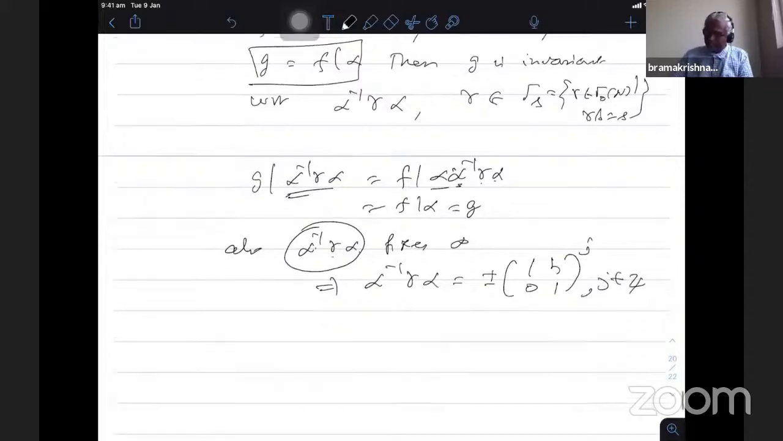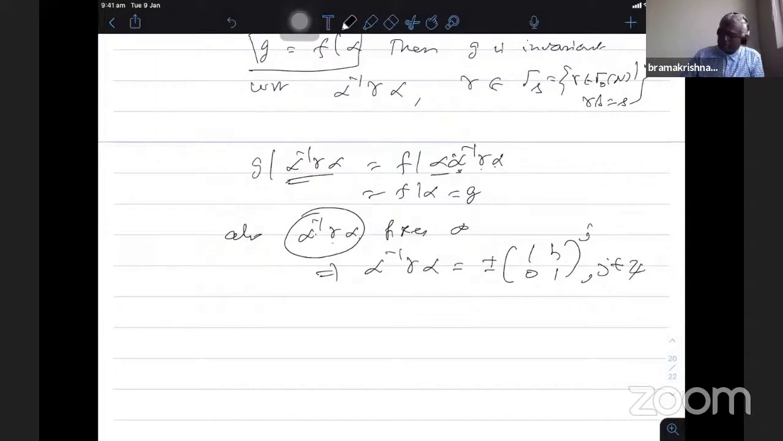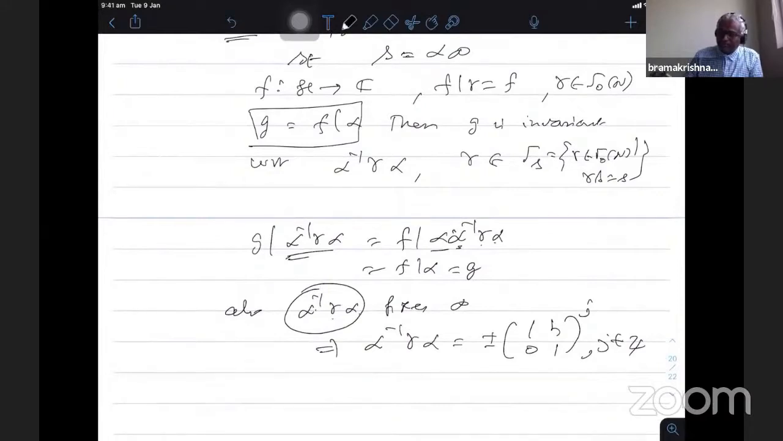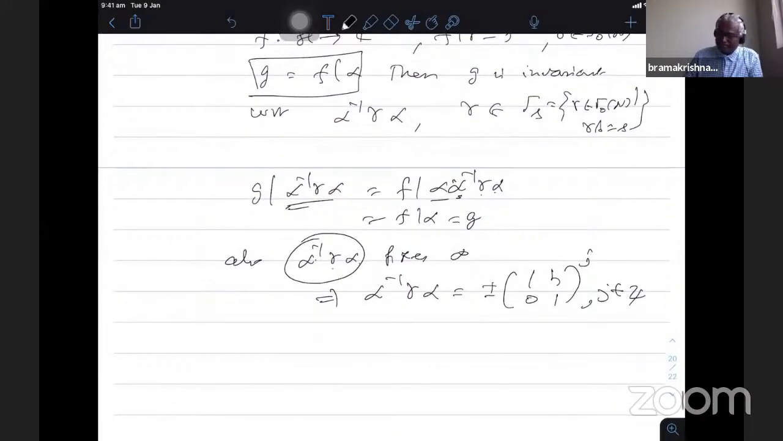Now we have to use this particular information, because if we are working in a bigger group, all this calculation we have to lift to the bigger group and then see what happens in this case.